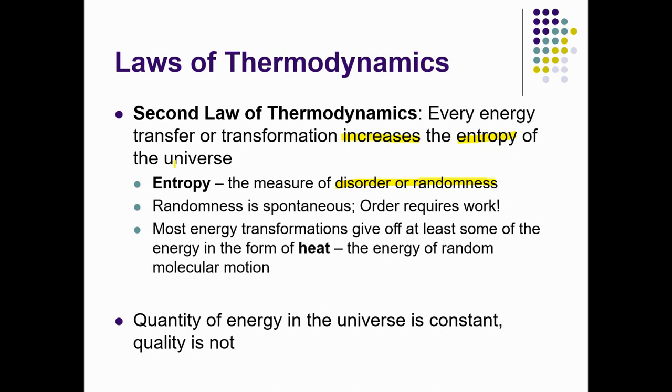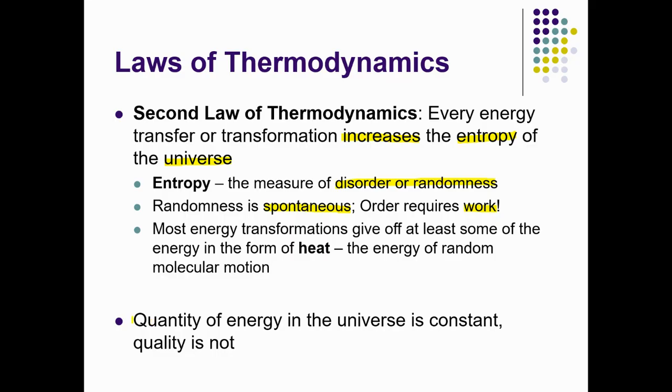This is important because we're going to see this term again. The entropy of the universe increases, which means every time energy is transformed or transferred, the randomness or disorder of the universe is going up. Now, randomness just happens. It's spontaneous, whereas order is going to require work. In order to maintain order, we're going to have to put some work and energy into it. One of the reasons why the randomness of the universe is always going up is that almost every energy transformation is going to give off at least a little bit of heat, and heat is a random type of energy.